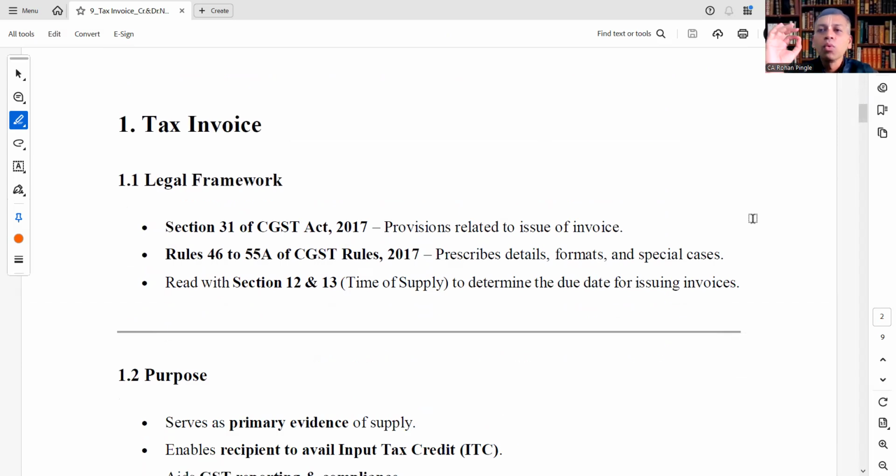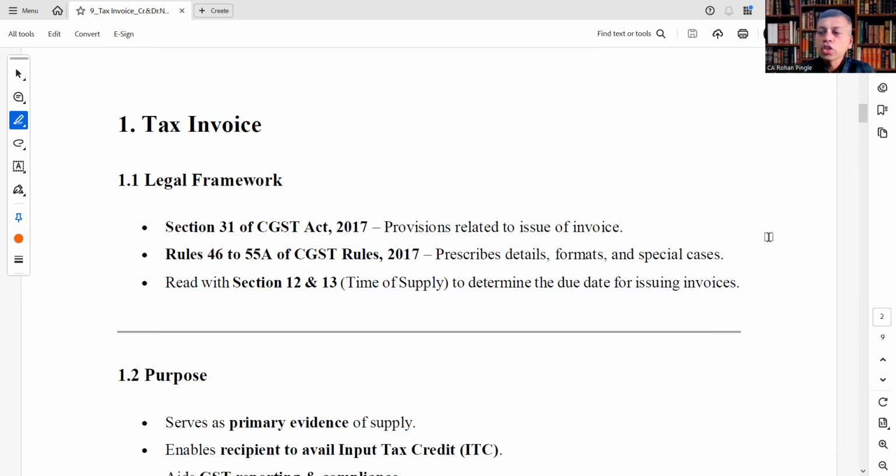First, tax invoice. What is the legal framework for tax invoice? Section 31 of the CGST Act 2017 deals with the provisions related to issue of invoice. Then Rule 46 to Rule 55A of the CGST Rules 2017 prescribe details, formats, and special cases. Rules are a directory of formats, tables, charts. It is read with section 12 and 13, time of supply, to determine the due date for issuing the invoices.